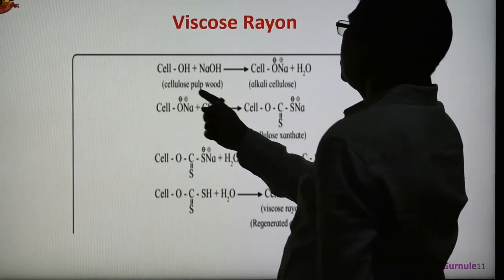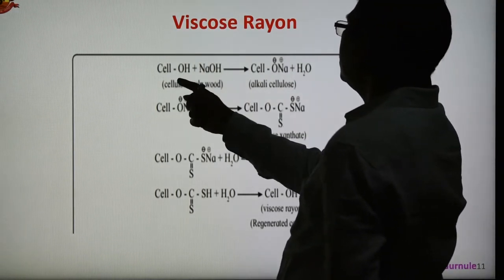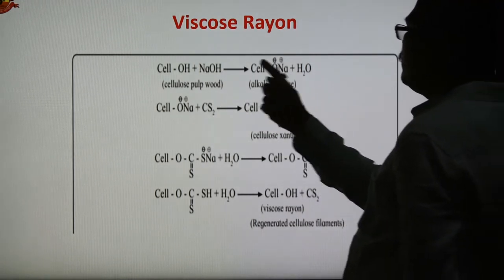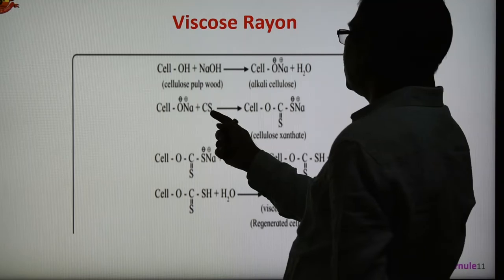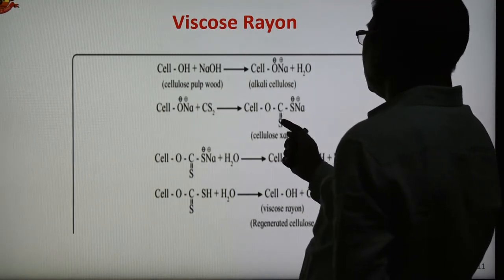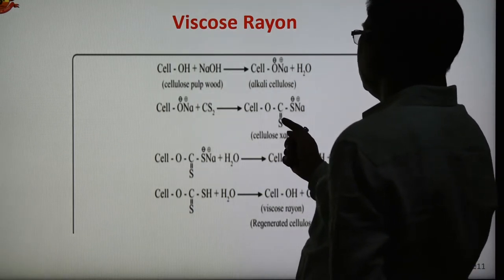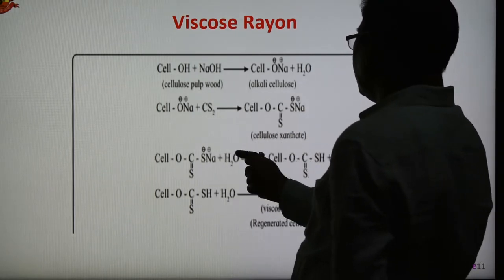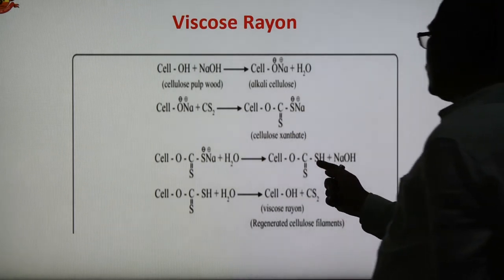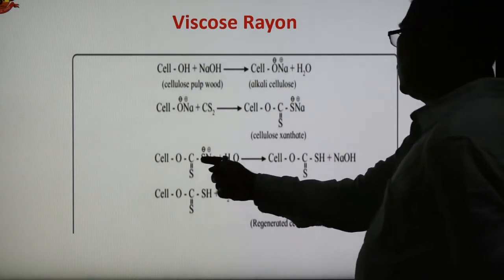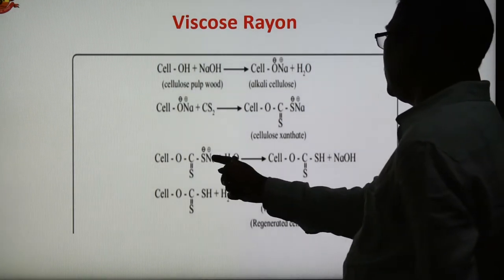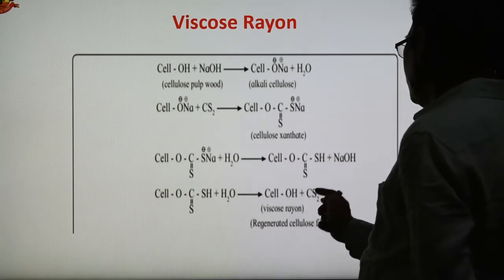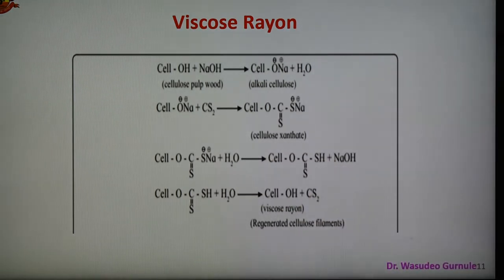So the cellulose wood pulp reacts with NaOH forming this type of ionic compound, alkali cellulose, which on reaction with carbon disulfide forms this sulfide, and forms cellulose xanthate, and this cellulose xanthate reacts with water forming this type of compound. So here Na and OH are replaced, and H comes here, and this compound undergoes reaction with water forming viscose rayon, regenerated.